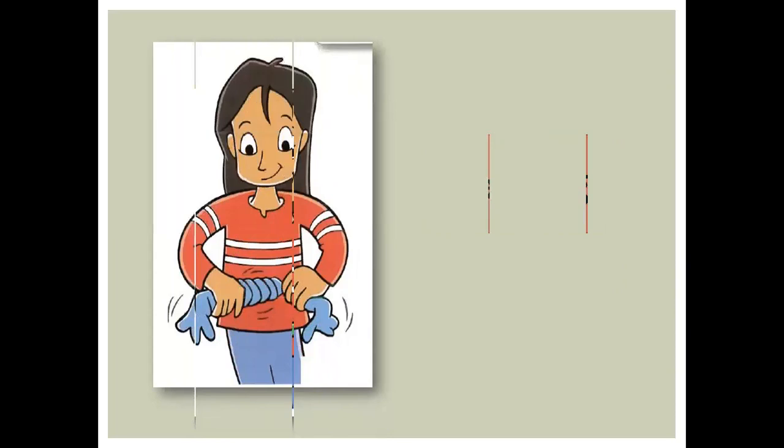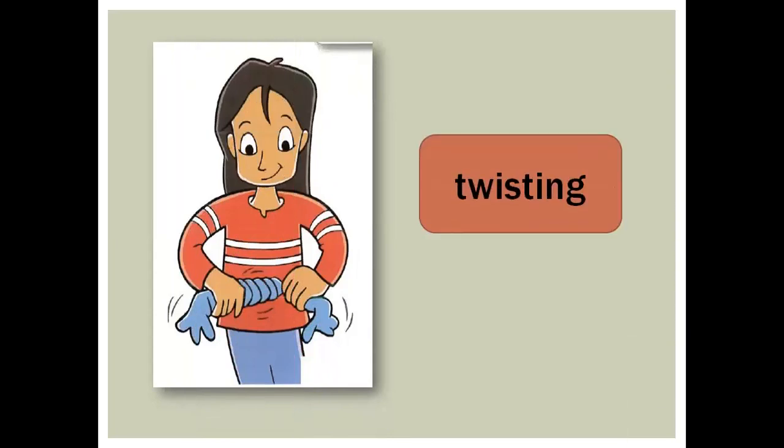Second, twisting. The girl has a cloth or towel in her hand and she is twisting it. Why is she twisting it? She wants to change the shape of this material. What can she do? She is changing the shape of the material by twisting it.